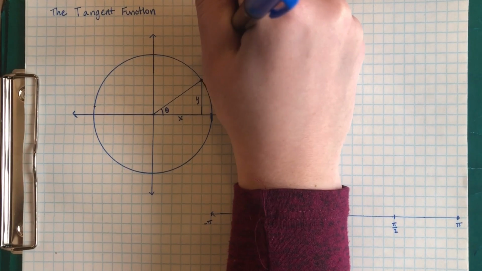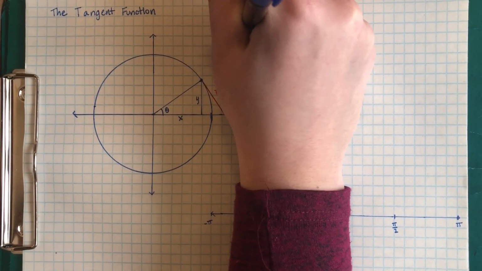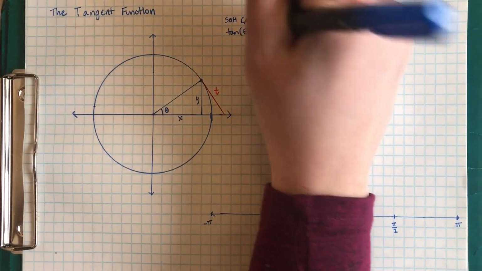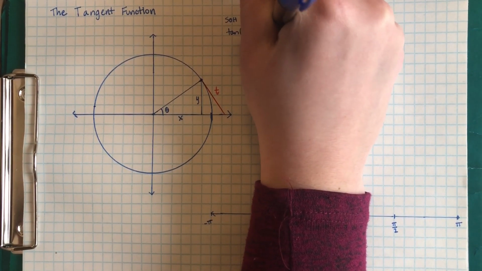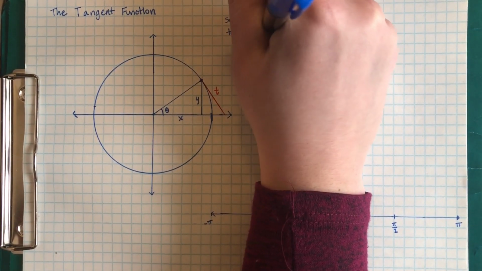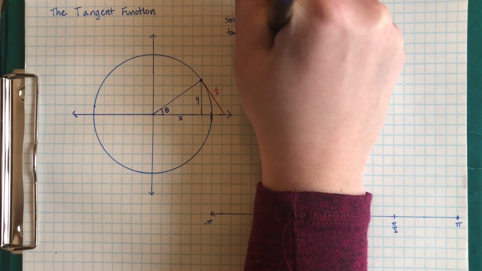So the SOHCAHTOA definition tells us that the tangent of an angle is the opposite side of that angle over the hypotenuse.